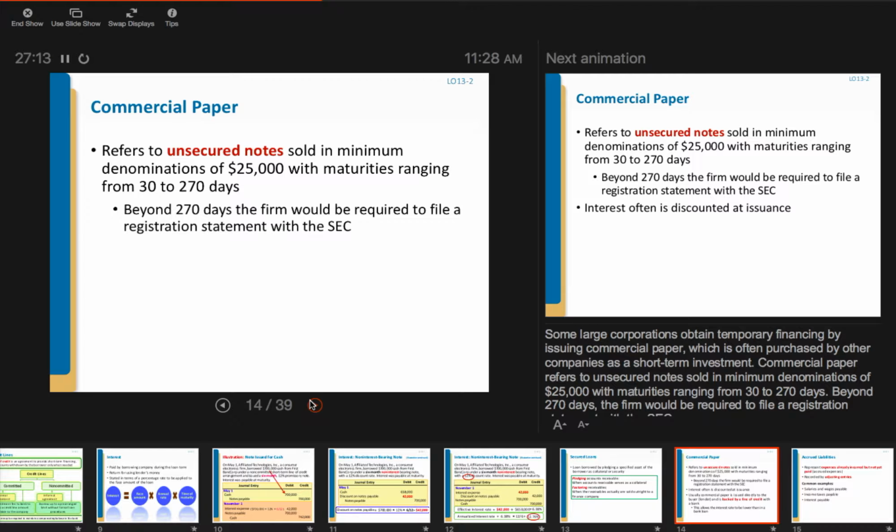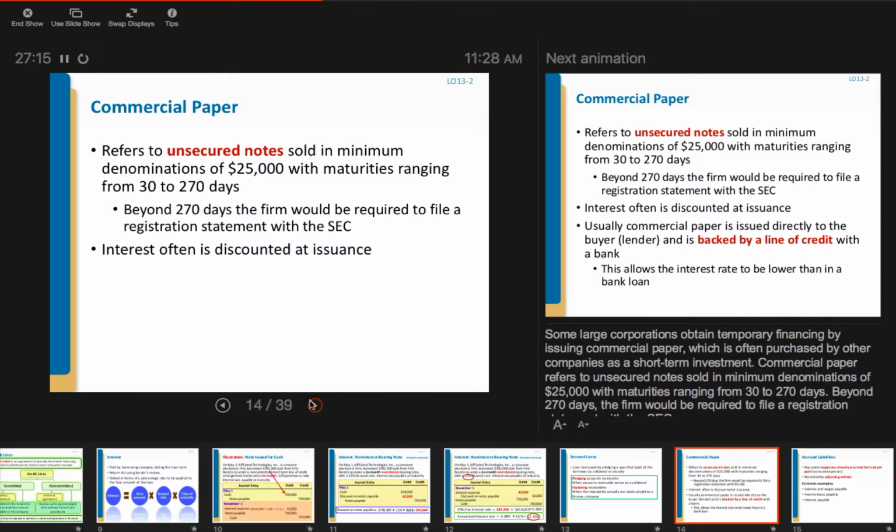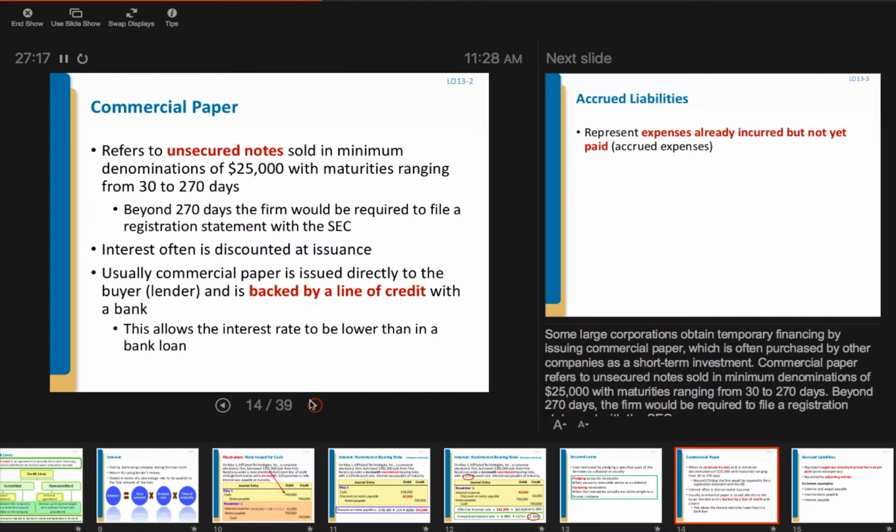We talked about commercial paper being backed by a line of credit.